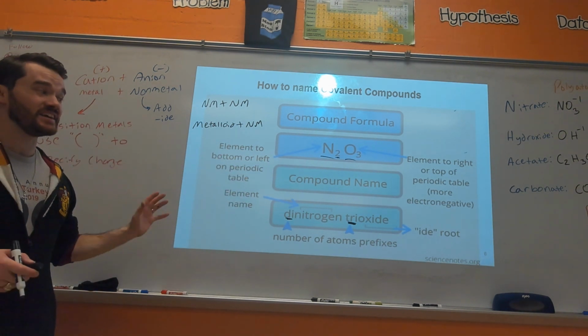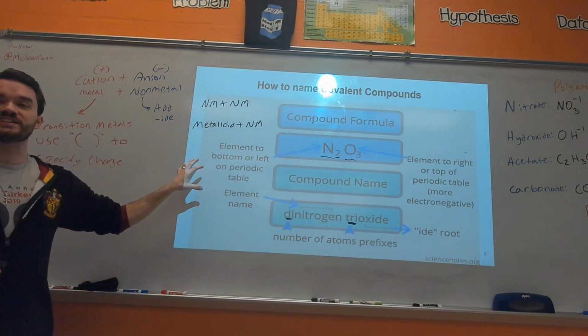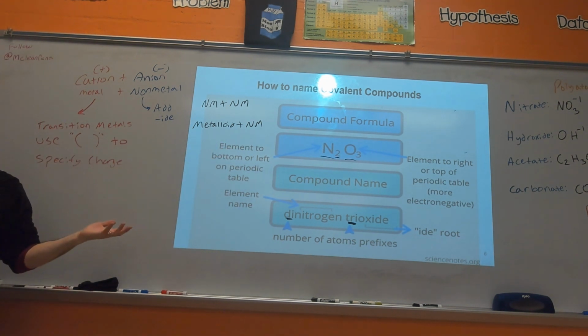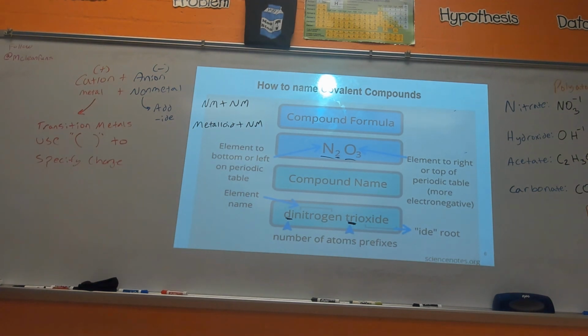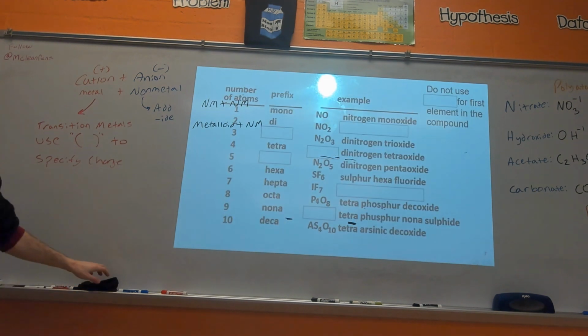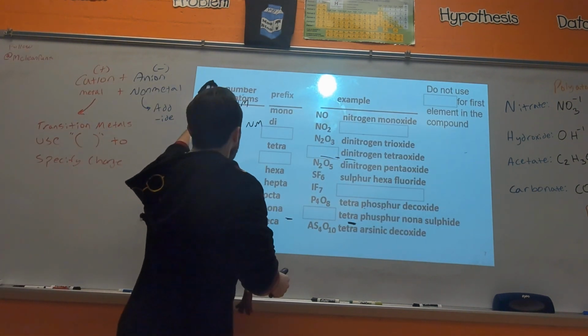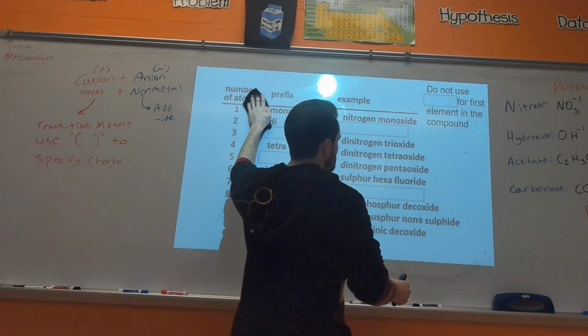And that's basically it. There are a few more details for me to show you, but that's the basic idea. As I said, it's simpler than ionic naming. There are a lot fewer rules and exceptions. It's just making sure you don't confuse this with ionic naming. All right, moving forward, you need to know the prefixes.